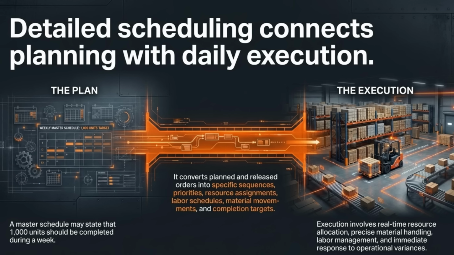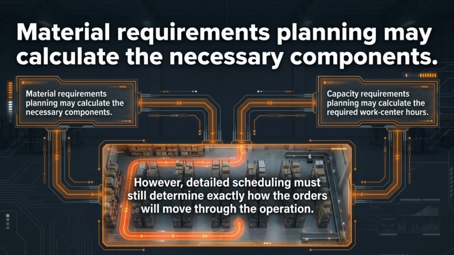It converts planned and released orders into specific sequences, priorities, resource assignments, labor schedules, material movements, and completion targets. A master schedule may state that 1,000 units should be completed during a week. Material requirements planning may calculate the necessary components. Capacity requirements planning may calculate the required work center hours. However, detailed scheduling must still determine exactly how the orders will move through the operation.